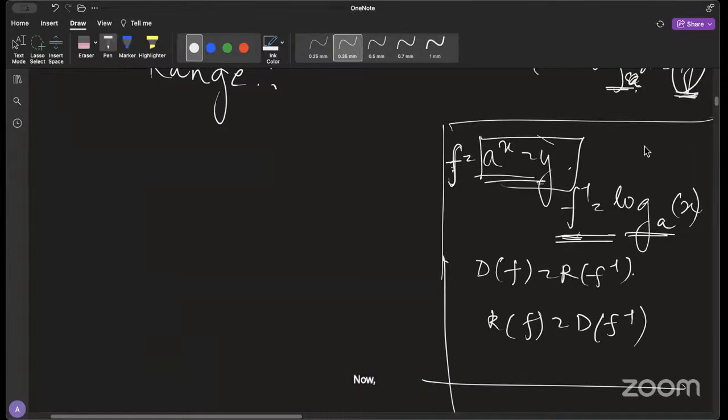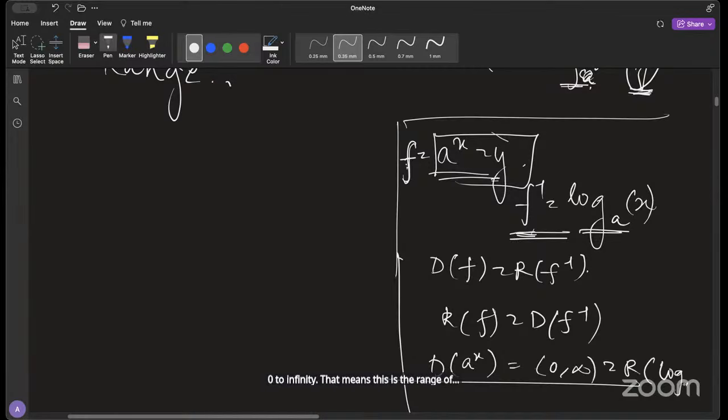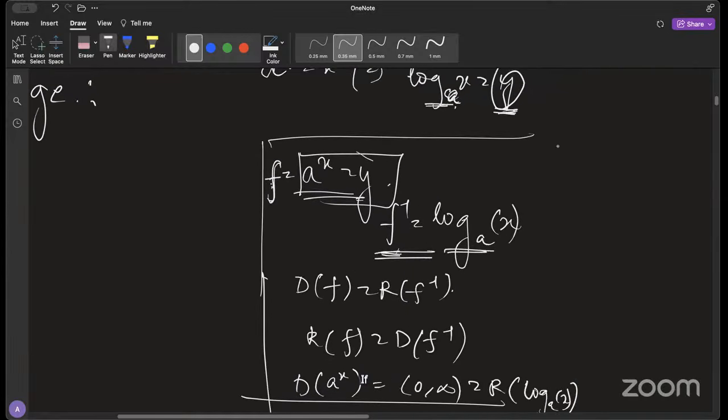Now if I take the opposite of it, this will become log base a of y. Forget that too. What's the domain of a to the power x function? What's the domain of this? 0 to infinity. That means this is the range of log base a of x. Is this clear? If you want to see how these two are inverses of each other, this is how it is. Log base a and a to the power x.